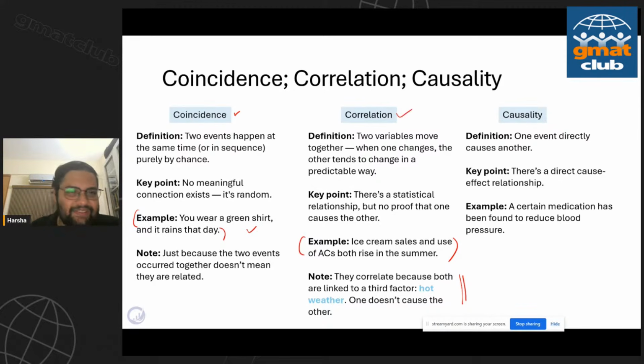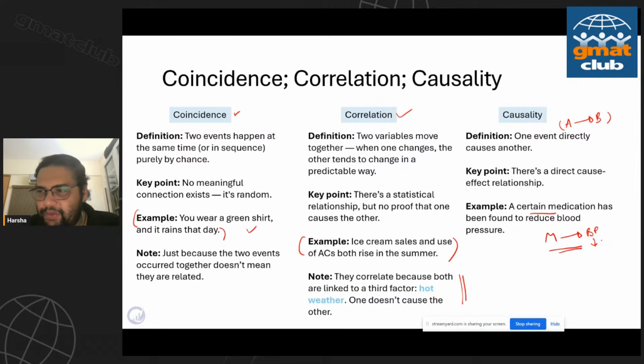Causality, of course, is much more well known. We come across a lot of causality all over critical reasoning and nowadays in DI as well, where you have one event directly causing the other. That's called a causality, right? There's an example. Certain medication has been found to reduce blood pressure. I'm telling you that this particular medication reduces BP. It's as simple as that. There's a causality here.